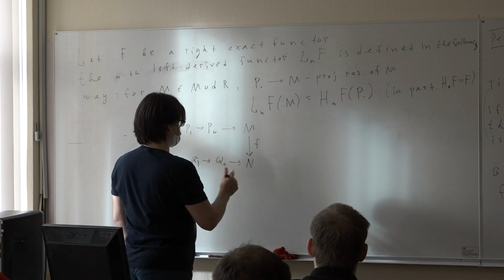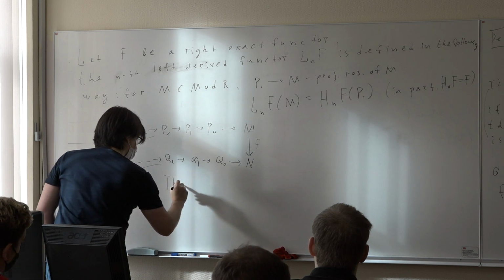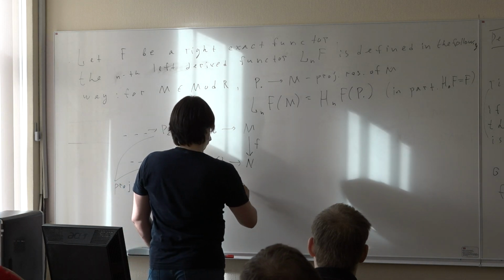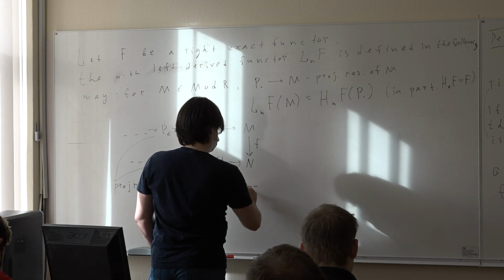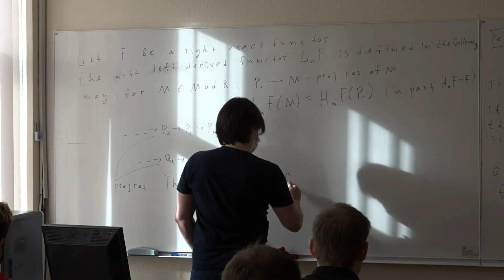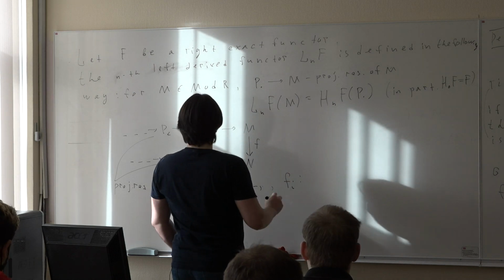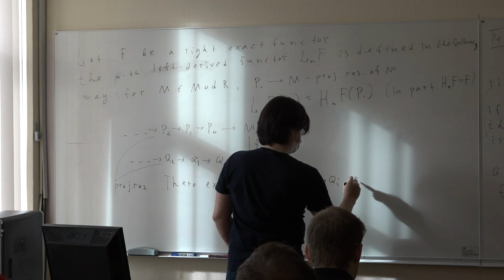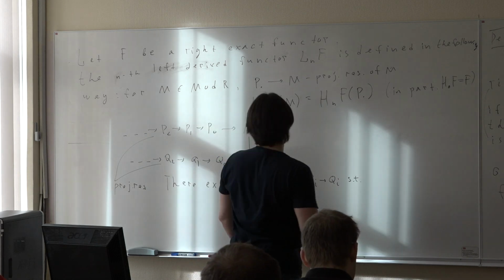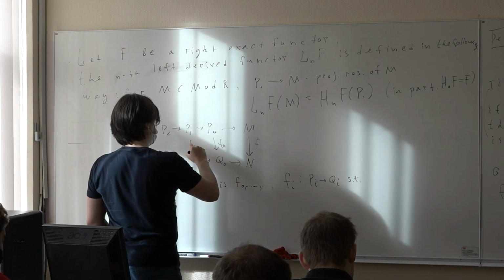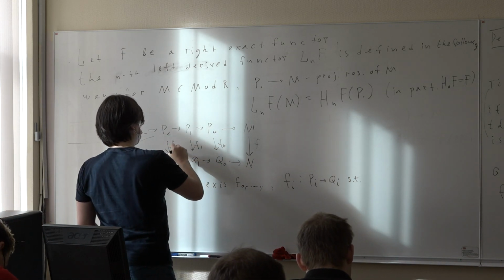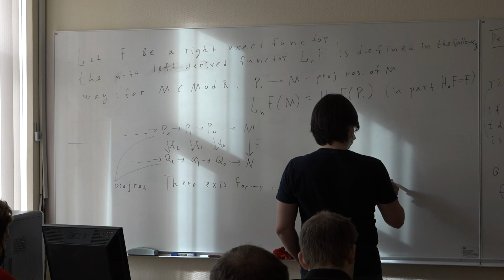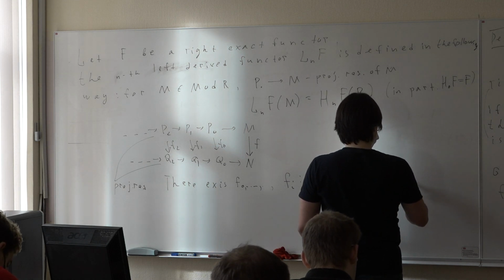Then there exist F0, F1, and so on, where Fi is from Pi to Qi, such that everything is commutative, such that F0 and so on is a morphism of complexes.